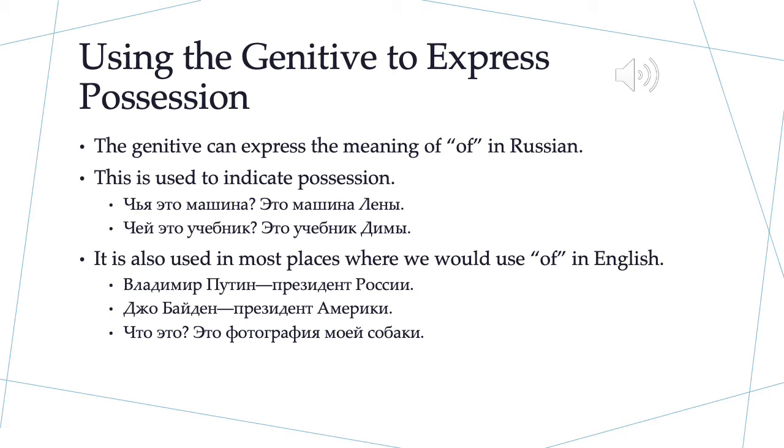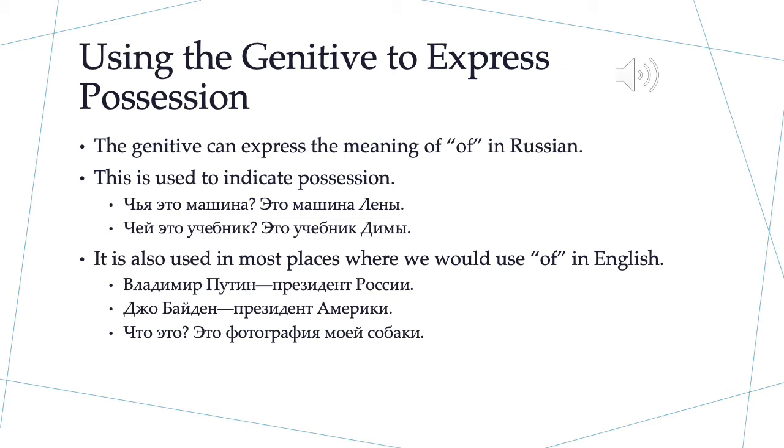We have car in the nominative, машина, and then we put Lena after car, and we put it in the genitive, Лены. Это машина Лены. This is the car of Lena, or this is Lena's car. Or, чей это учебник? Это учебник Димы. Whose textbook is this? This is Dima's textbook. Or literally, this is the textbook of Dima.